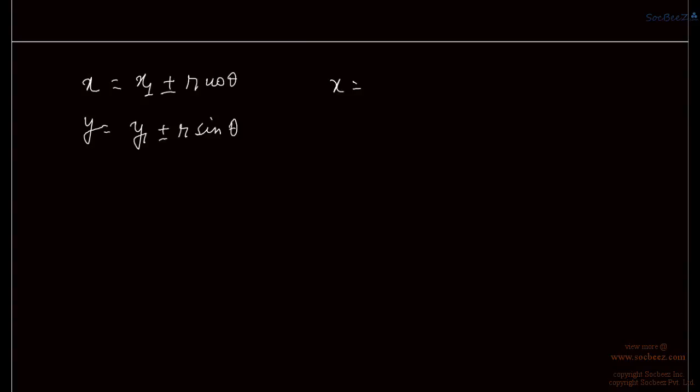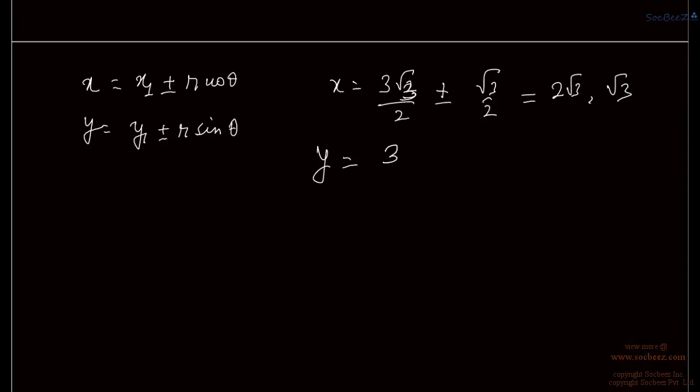So x is equal to x1, which is 3 root 3 upon 2, plus or minus r, which is 1, times cos theta, which is root 3 upon 2. So we are getting 2 points: 3 plus 1, 4 upon 2, that is 2 root 3, and another point 3 minus 1, which is 2 upon 2, that is root 3. Similarly we are getting 2 points in y: one is 3 plus 1, 2, and another is 3 minus 1, 2, that is 1. So we have 2 points, one is 2 root 3, 2 and another is root 3, 1.